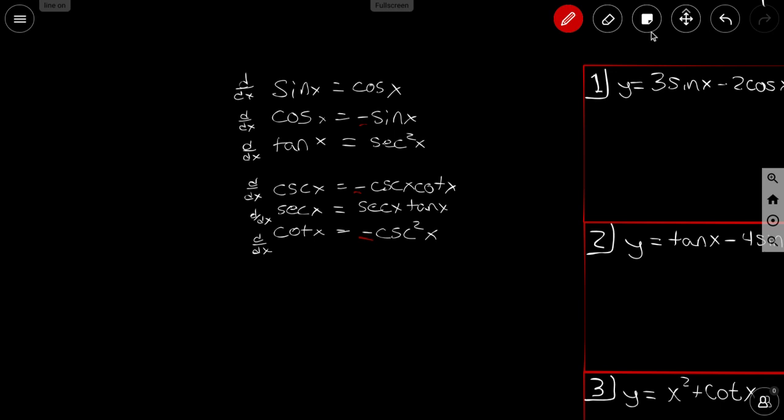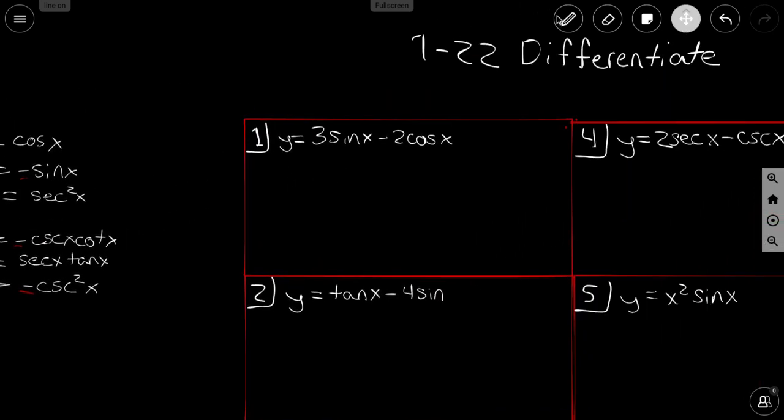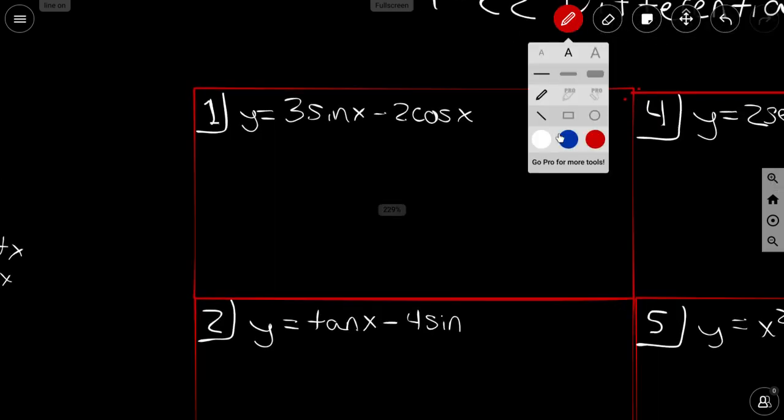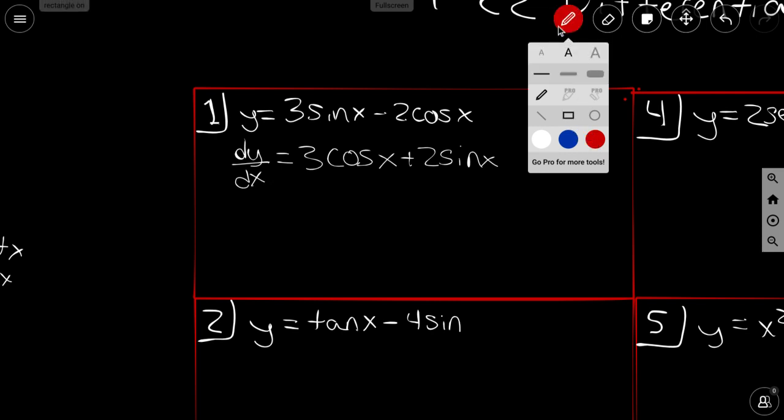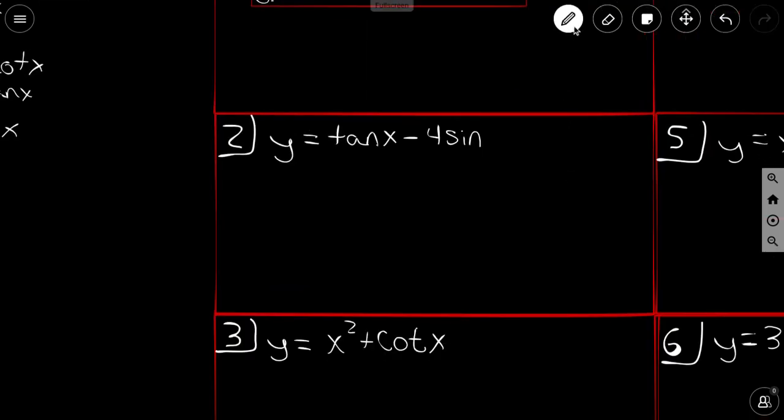Okay. Moving on. It's going to be 3 cosine x plus 2 sine x. And that right there is our answer. Next, derivative of tan is secant squared x, and then minus 4 cosine x. And that right there is our answer.